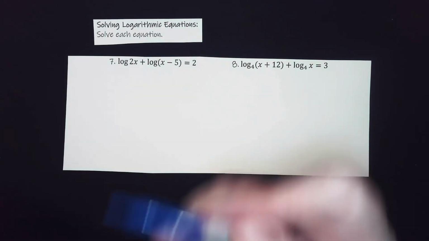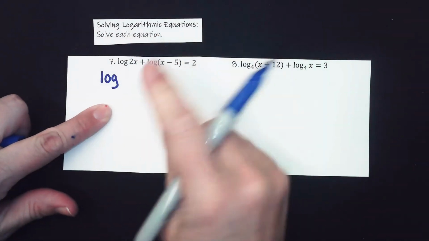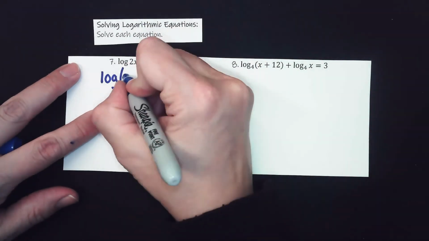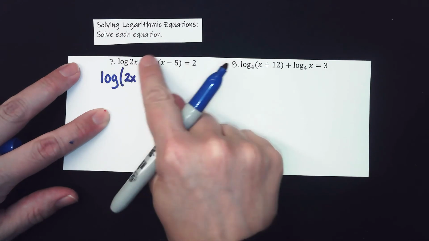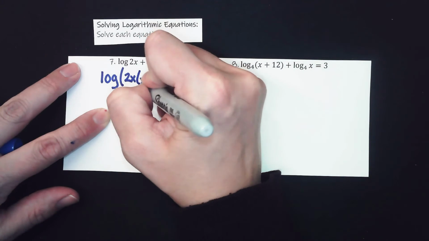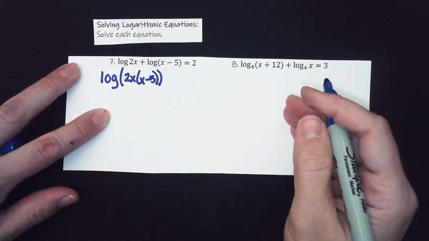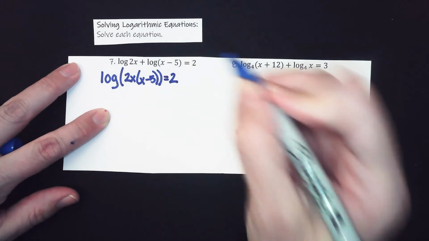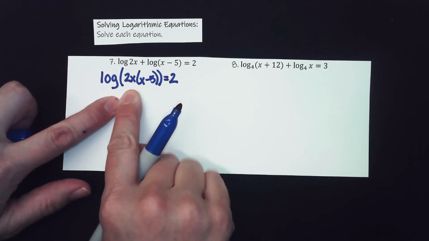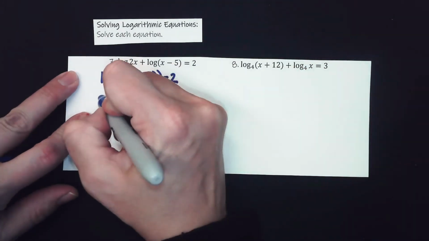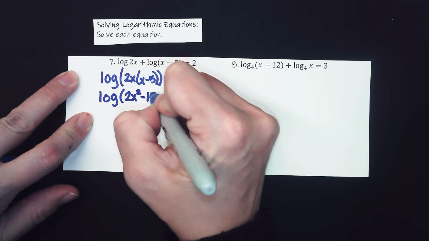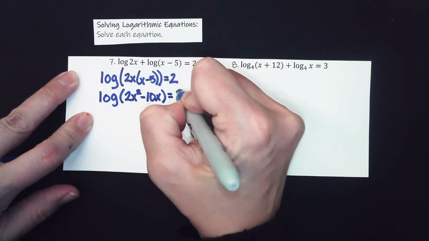So if my log has the same base, I'm going to still have that log. Inside my log, I'm going to have 2x, and it multiplies, that plus means I'm multiplying it by what's inside the other log. So it's going to be times x minus 5. And it still equals 2. I still have that 2 over there. So I just condensed this into one log. Okay, let's go ahead and simplify this inside a little bit. So log, I'm going to have 2x squared minus 10x equals 2.